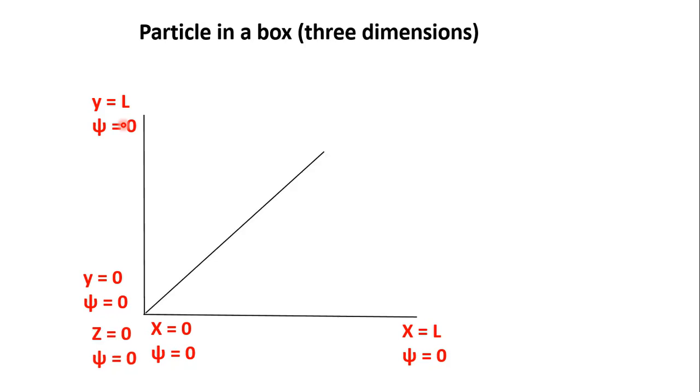And similarly, we have the third axis, the z-axis, and it will have two boundaries. One is z is equal to 0, psi is equal to 0, and the other is z is equal to L, psi is equal to 0. In between, the particle keeps moving, and since you can find the particle in between, the value of psi is not equal to 0. So we have three sets of boundary conditions. One is with regard to x, the other is with regard to y, and the third one is with regard to z.